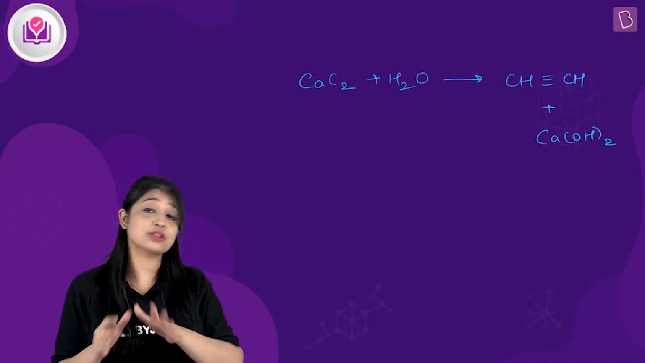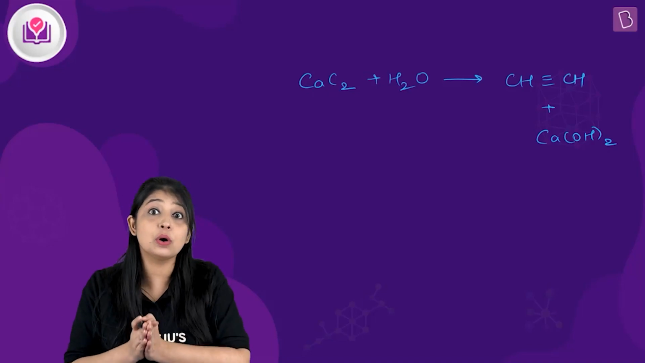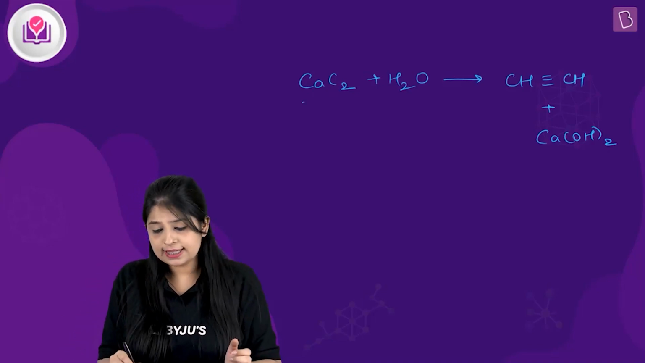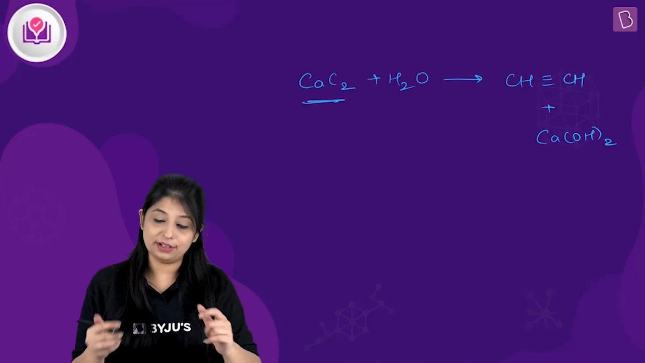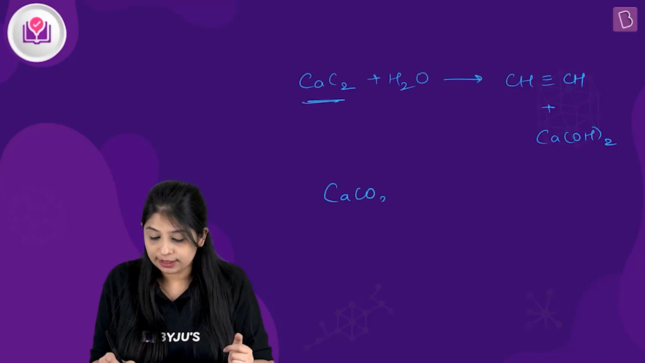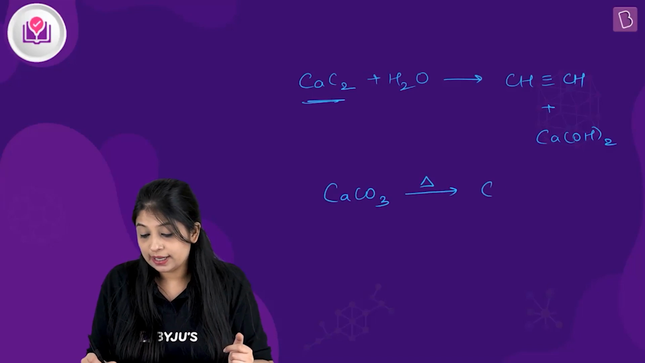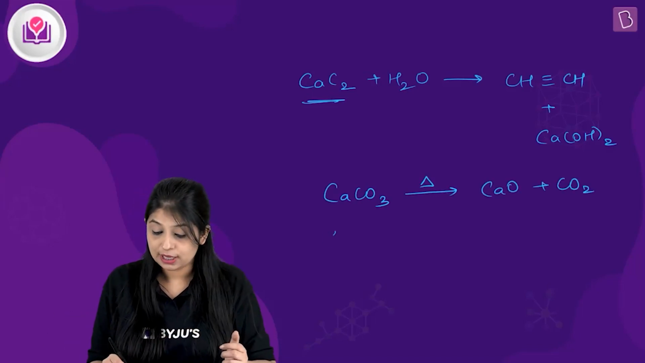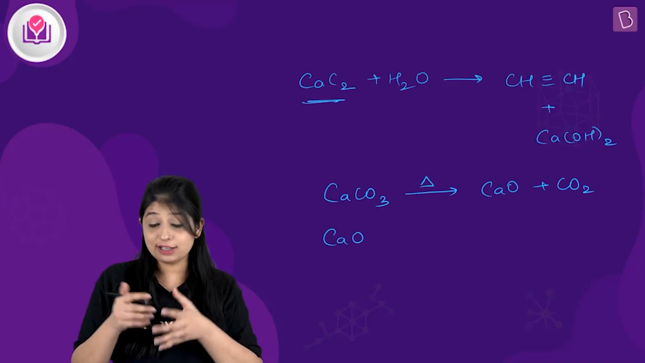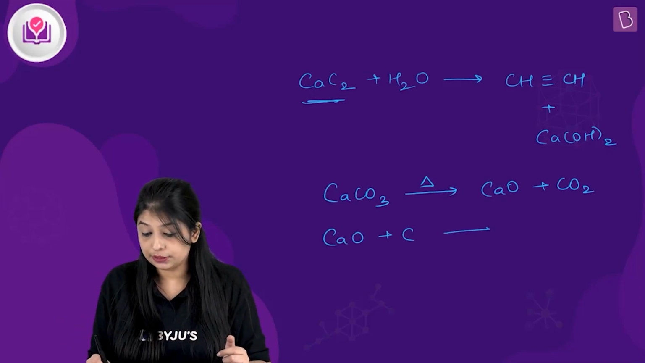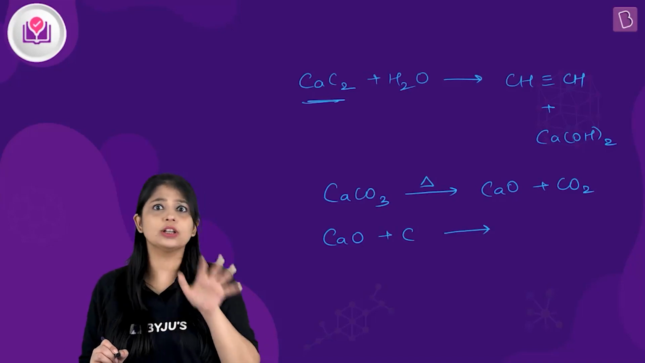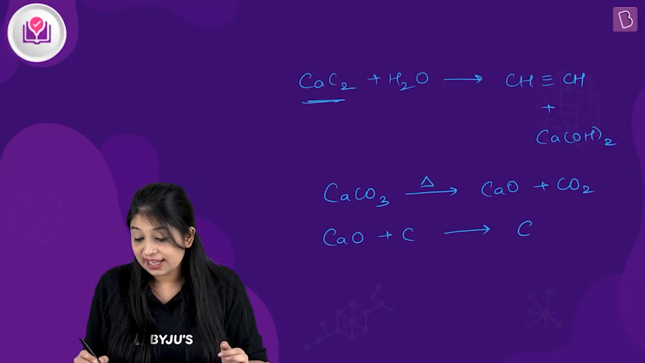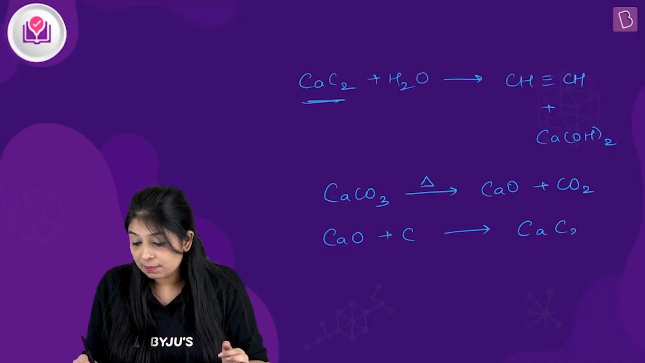Right, so this is a reaction, very, very important. You should know it, you should learn it, right? Just learn it by heart. So let's see, how do we get calcium carbide, right? So we have calcium carbonate, right? We heat it and we get calcium oxide plus carbon dioxide, which is released, right? So if on calcium oxide you add carbon, that is coke, right? If you add it, what you get is calcium carbide, right?